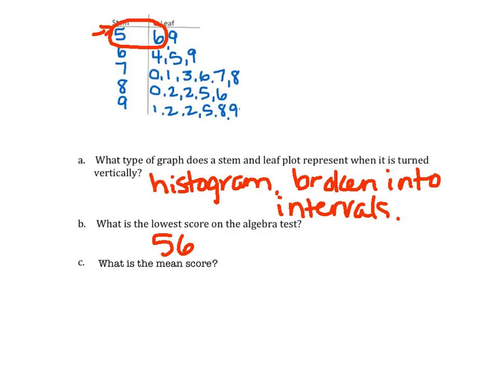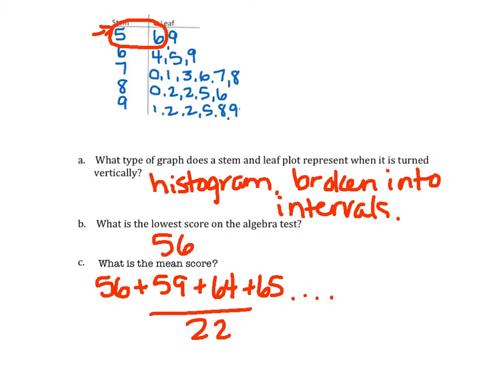And letter C, what is the mean score? Well, to find the average, remember we have to add up all these data points. And when we do that, we need to make sure that we are including the entire piece, the stem and the leaf, the tens and the ones. So I would add up 56 plus 59 plus 64 plus 65 and so forth. And then I'm going to divide it by the number that I have of scores. So when I do that, I get an average score of about 75.